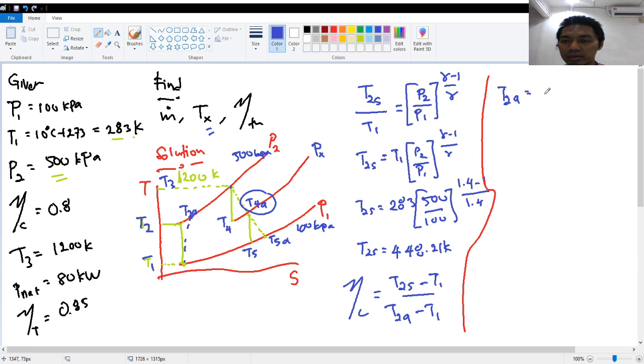T2A equals T1 plus (T2S minus T1) divided by efficiency. Yes, okay, from that you can find the T2A, plus T2S.